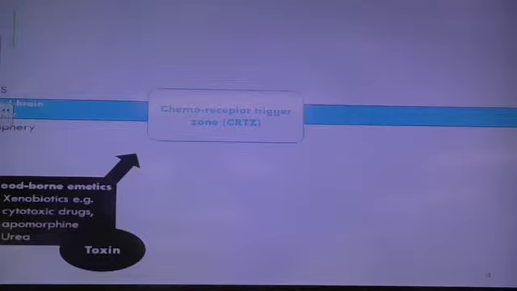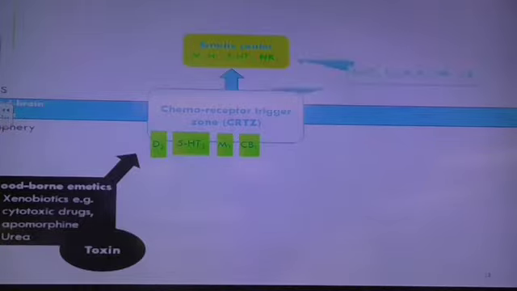And the chemoreceptor trigger zone should not be protected by the blood-brain barrier, right? Because it can sense toxins in the blood, in the systemic circulation. There are several types of receptors on the chemoreceptor trigger zone: dopamine, 5-HT3, which is serotonin type 3, muscarinic receptor, and cannabinoid receptor. Once the chemoreceptor trigger zone is stimulated, it sends the signal to the emetic center.